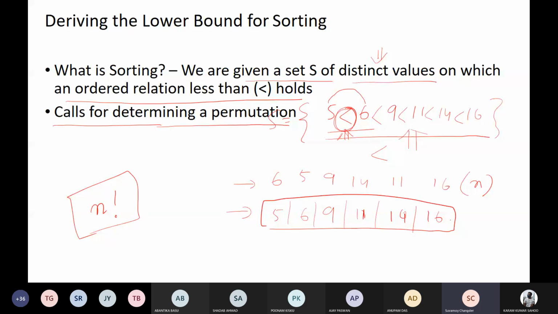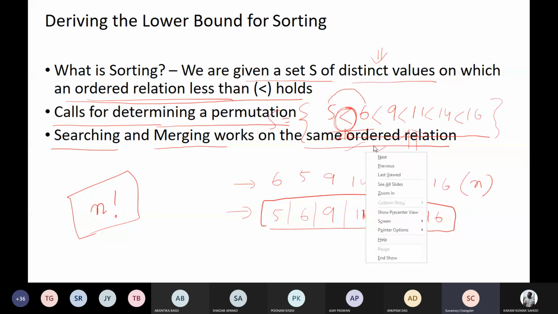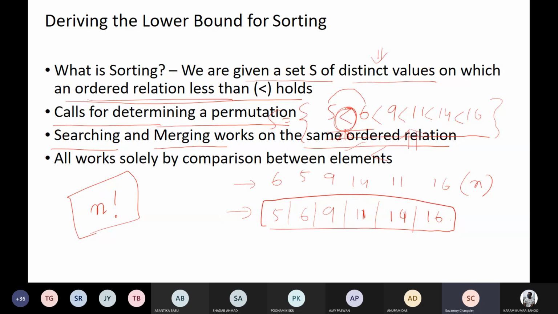So sorting means we call for determining a particular permutation where this ordered relation may be less than or may be greater than holds. So searching and merging, both the algorithms work on the same ordered relation. If we have to search an element, or if we have to merge some elements to get the sorted list, then we work on the same ordered relation. So our main target is comparing two elements.